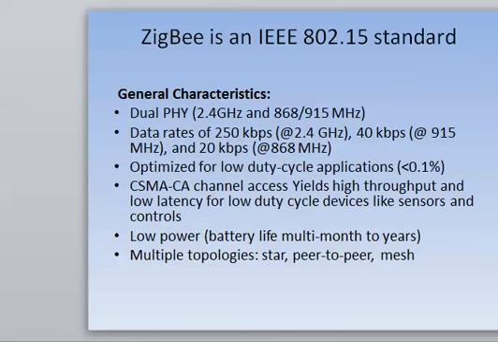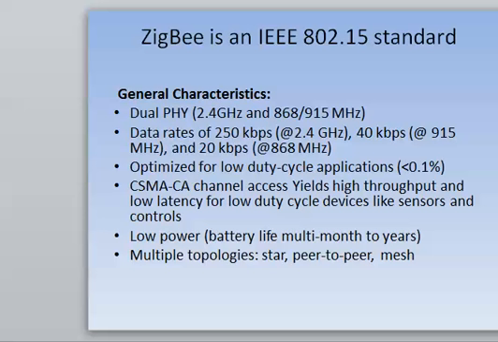ZigBee is in the IEEE 802.15 standard. Those are the general characteristics of the IEEE 802.15. It's a dual PHY: 2.4 megahertz and 868-915 megahertz.